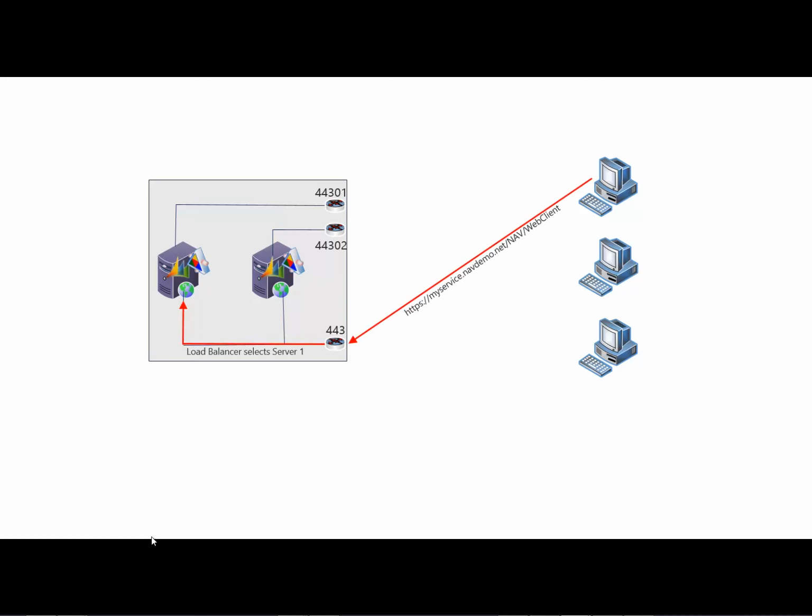When a third user is connecting to the same URL, the load balancer again selects server number 1, which, as we talked about before, redirects you to myservice1.navdemo.net:44301, and of course the communication from now on flows directly to server number 1 from this computer. Having established the connection the first time, being redirected to the actual ports, from now on the communication will flow directly to the actual web client port, and in this way the users will have a sticky connection to a web client on a server and are now able to actually run the web client.